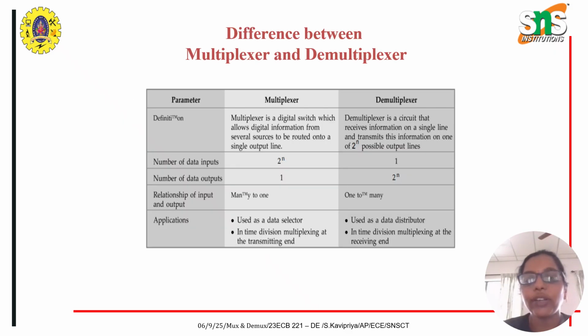And next, what is the difference between the multiplexer and demultiplexer? The basic thing is that in a multiplexer, we'll have n number of inputs and one of the inputs will be transmitted to the output based on the selection line. Demultiplexer is one which has a single input, and the single input will be transmitted through any one of the output lines based on the selection line. And the multiplexer is a data selector and the demultiplexer is a data distributor.